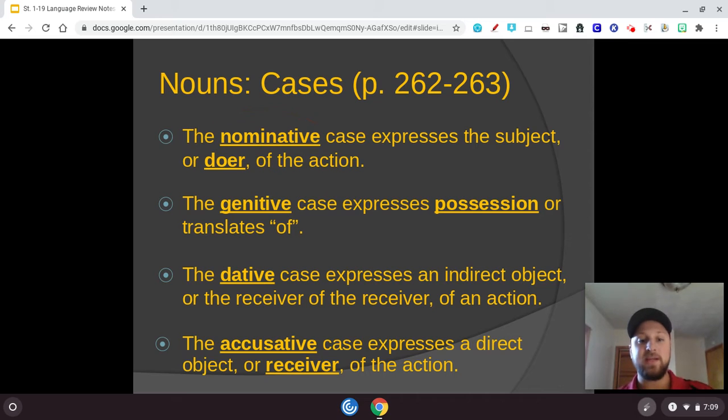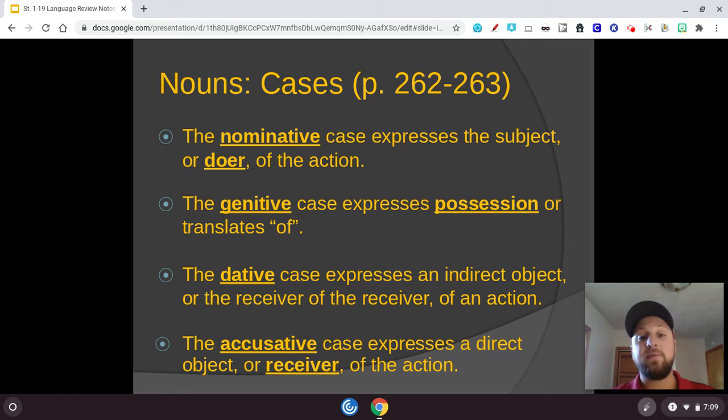The nominative case is the doer of an action or the topic of the sentence, the subject of a particular sentence. The accusative case is a direct object or the receiver of the action, whom the action is being done to in a Latin sentence. The dative case expresses an indirect object or the receiver of the receiver, kind of like a bounce off of the accusative case, as I'll show you in an example now.